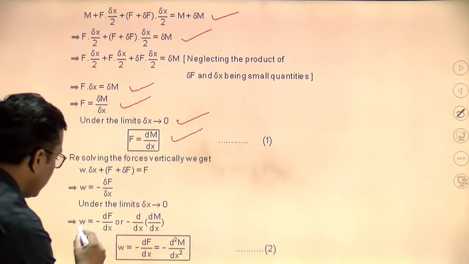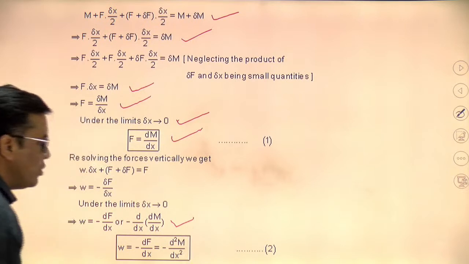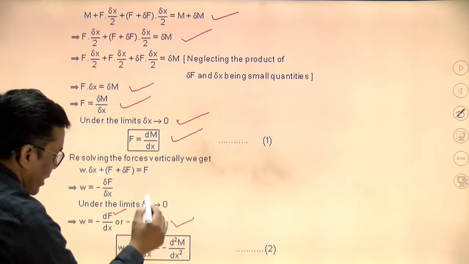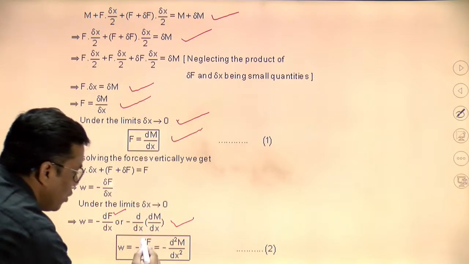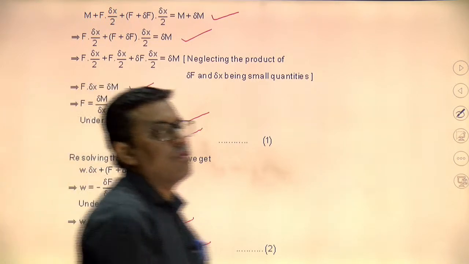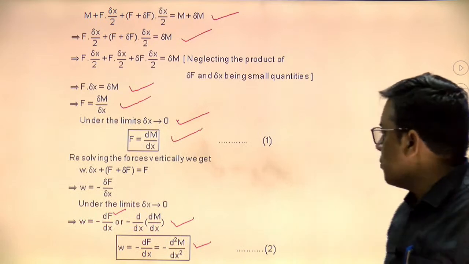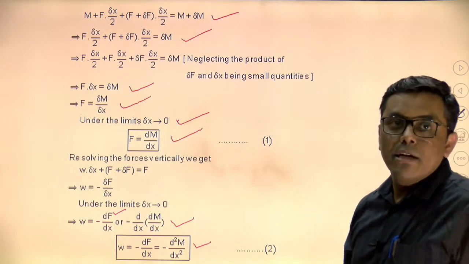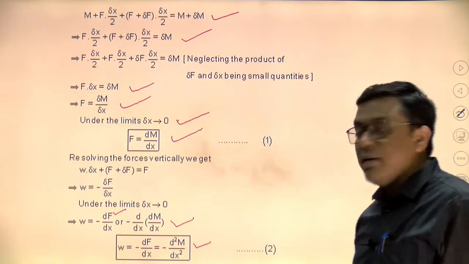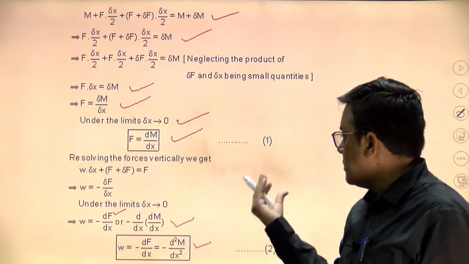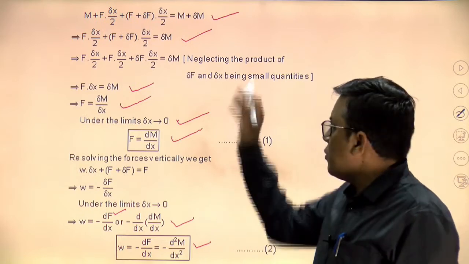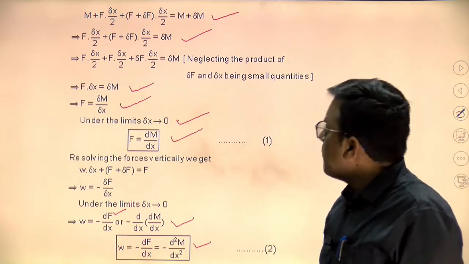Under the limits, this comes out w equals minus df over dx, and for f I can write dm over dx. So w equals minus df over dx, which is d square m over dx square. So this is the relation between shear force and bending moment. This can be one of the questions. Sometimes the relation between shear force and bending moment is asked in exams for 2 or 3 marks. I hope the terms are clear.